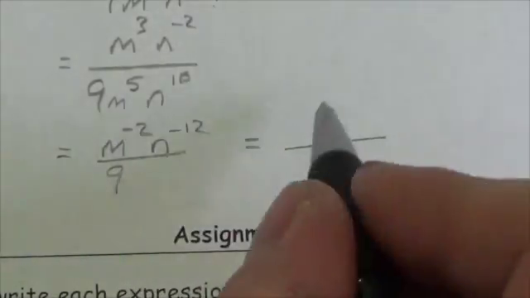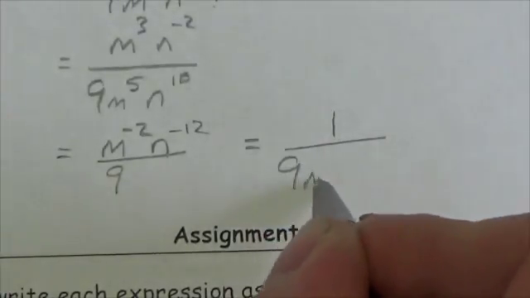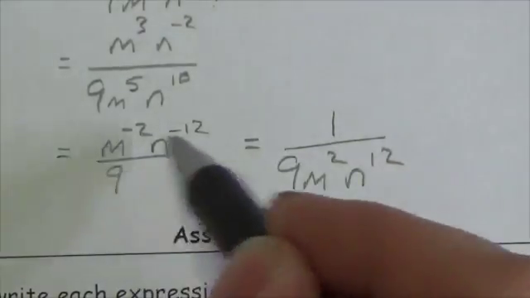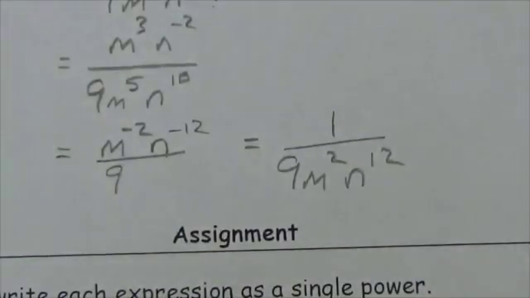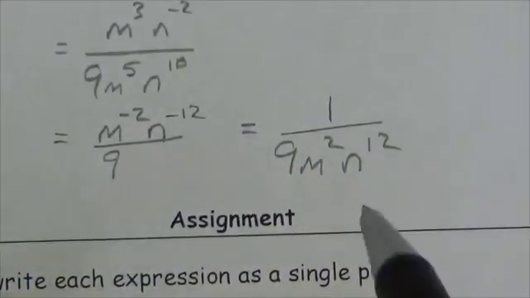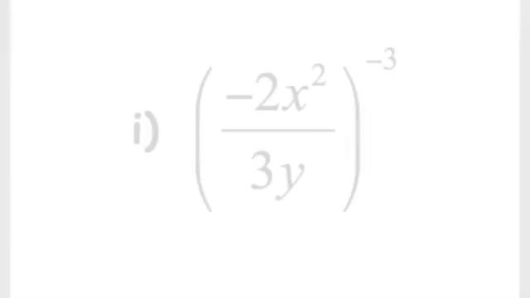Now, if everything moves out of there, you're still left with a 1. And this will end up being 9 m squared n to the 12. Because bear in mind, there's a 1 multiplied out front there, and it's not going to move. It's not written in this one right here, just because it's assumed. So there we go, 1 over 9m squared n to the 12th.